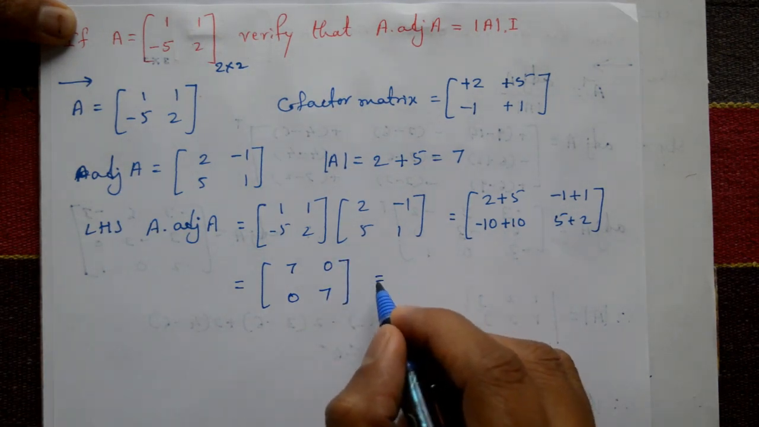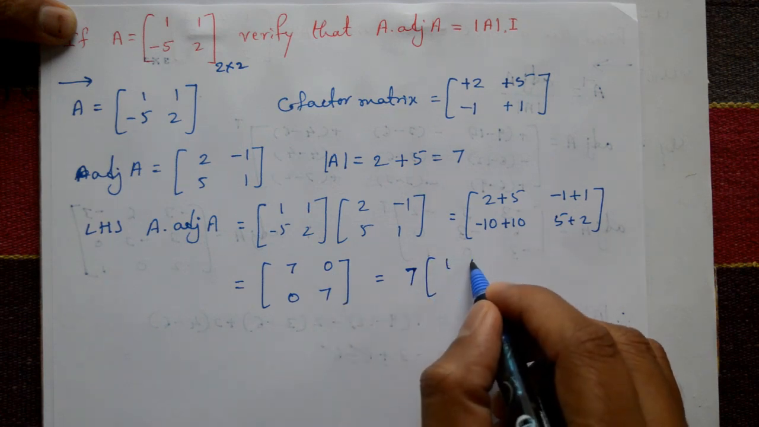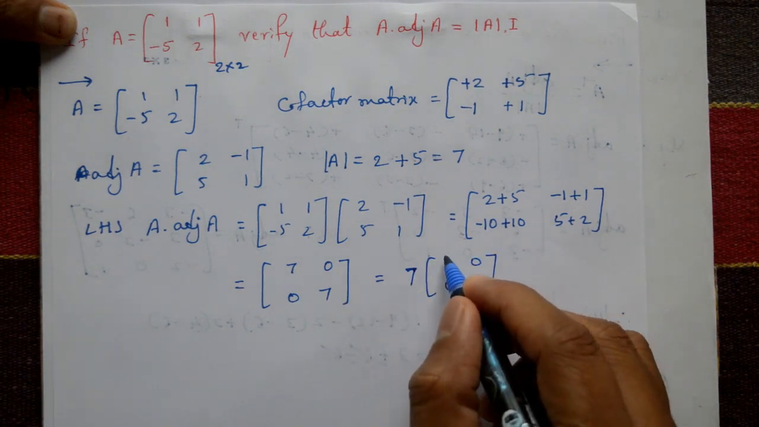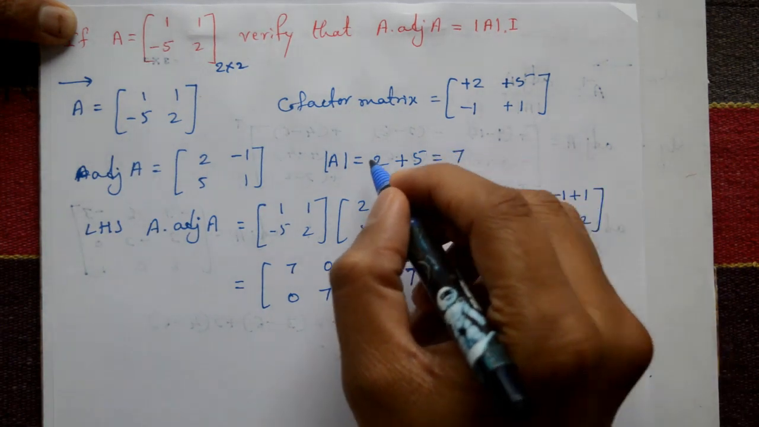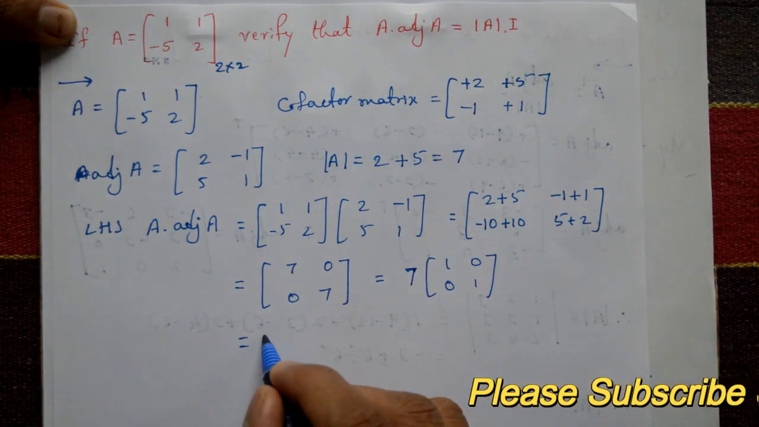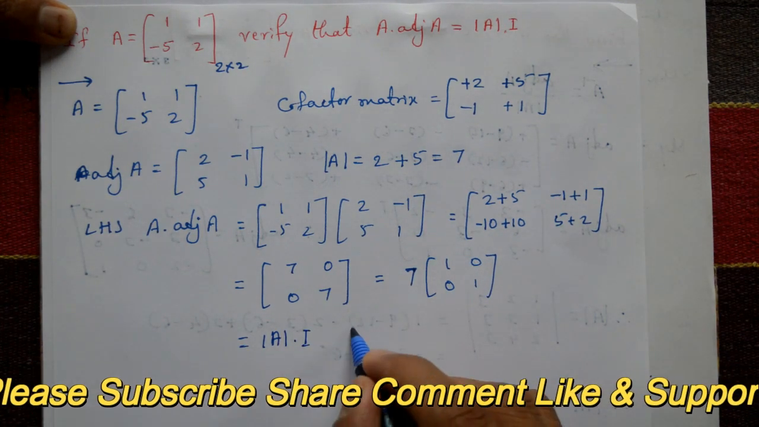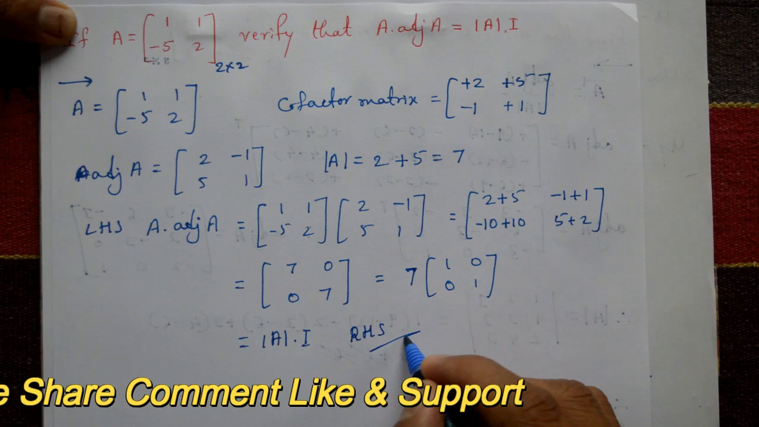Okay, now take 7 outside: 7 is outside, means [[1, 0], [0, 1]]. Now this is a unit matrix, and 7 is the determinant of A. So this is equal to the determinant of A into the unit matrix I. This is the right hand side. Now this is the required solution.